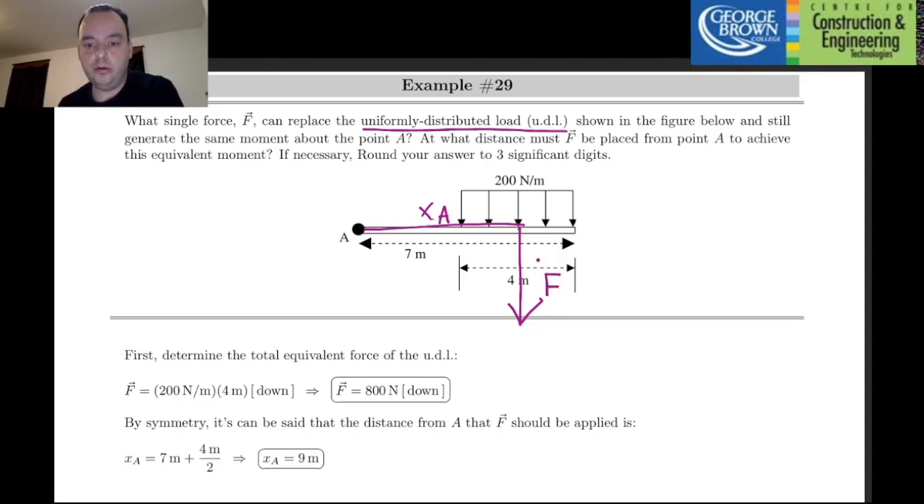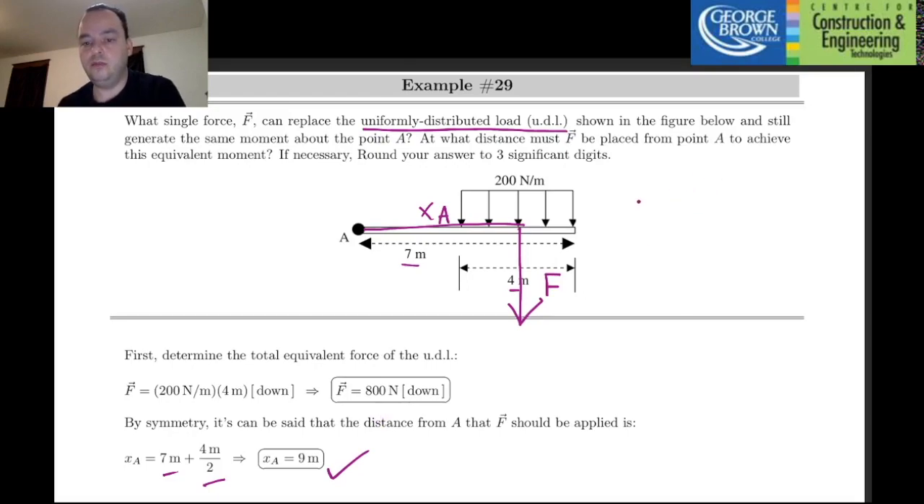Well, the where, we can use the symmetry locally of the UDL. It's going to be halfway across this length. So half of that length is half of 4 meters, and half of 4 meters is 2 meters. Plus the original 7 meters gives us a length of 9 meters. So now it comes down to finding out what that force is.